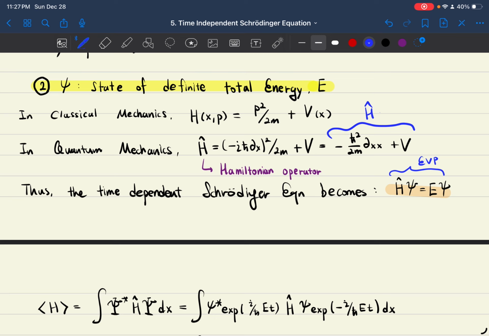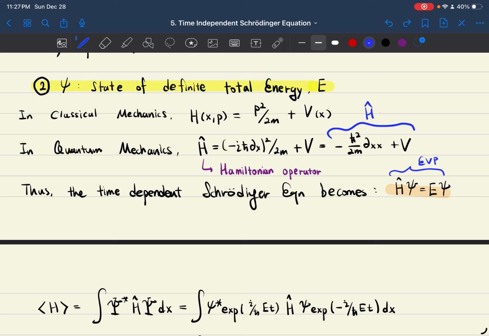Thus, the time-dependent Schrödinger equation becomes this simple form, H hat psi equals E psi, and this is of the form in linear algebra, a very famous equation and a very famous problem, which is the eigenvalue problem, right? So linear algebra is at the core heart of quantum mechanics. Actually, quantum mechanics is based on linear algebra itself.